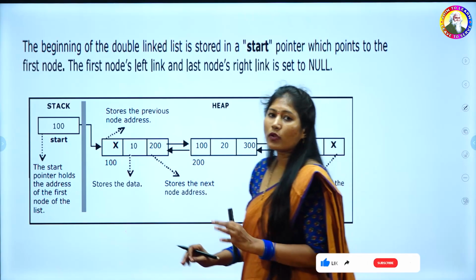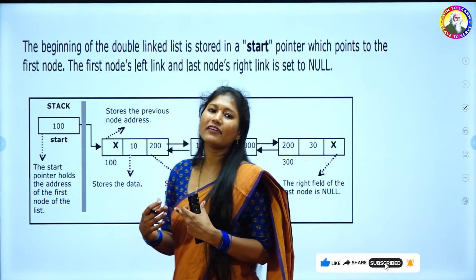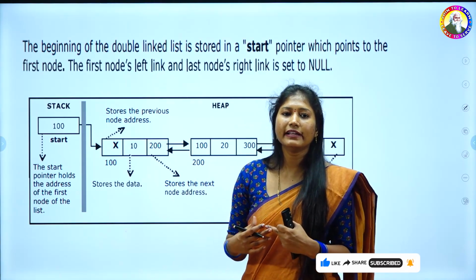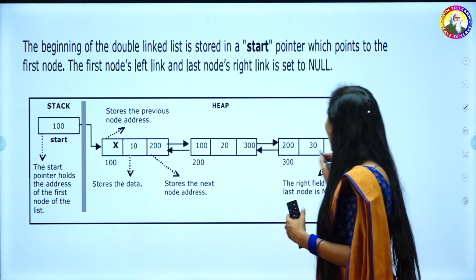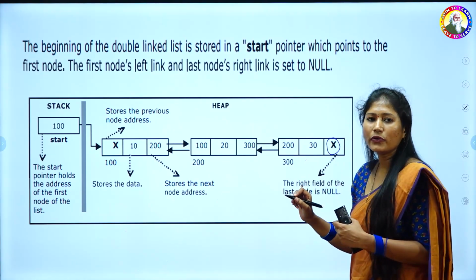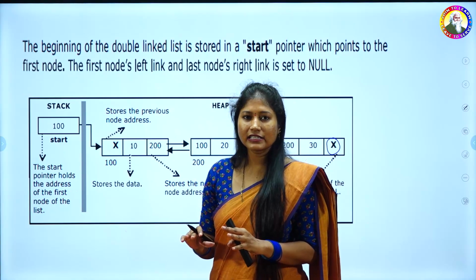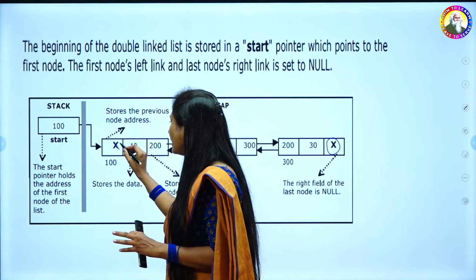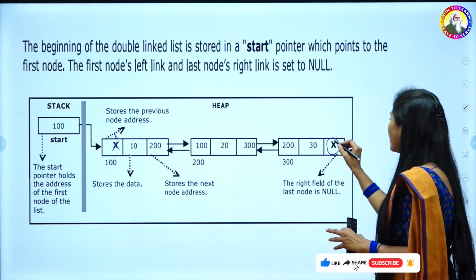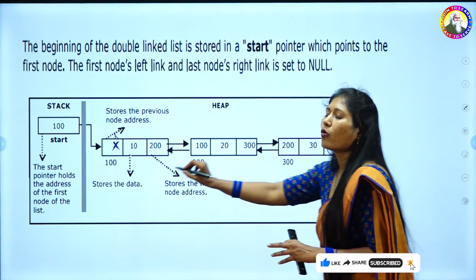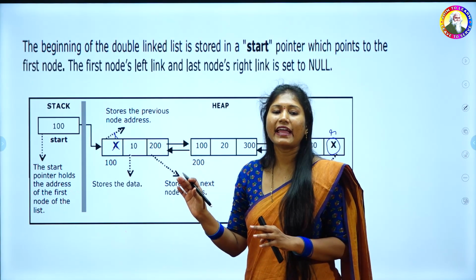Yes, and one more important thing we need to discuss is where we are going to have the null address in a double linked list. If you observe in a single linked list, only the last pointer, the next address, is going to have the null address. But here in the double linked list, the first element's left link and the last element's right link are going to point to null, which means there we are not storing any address.